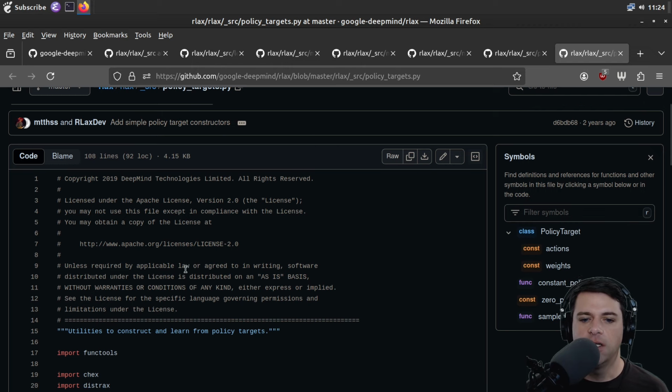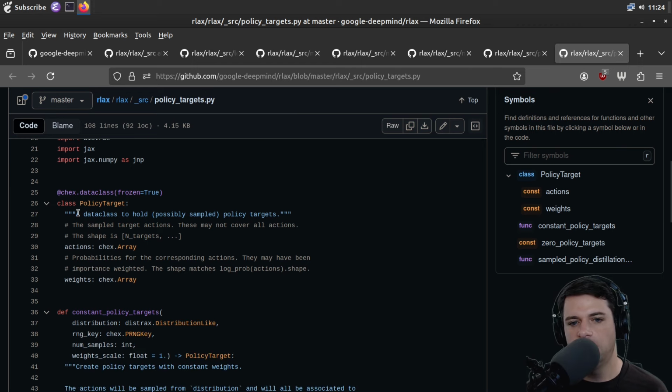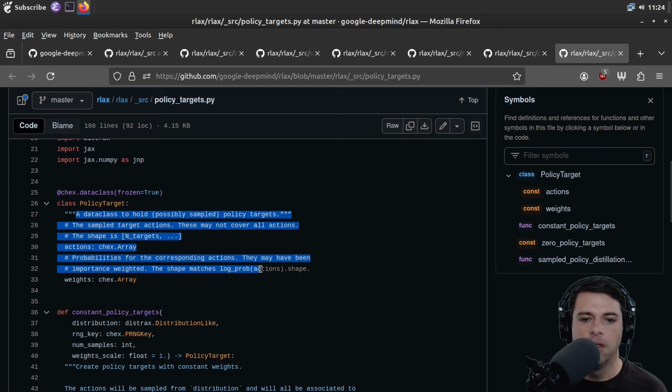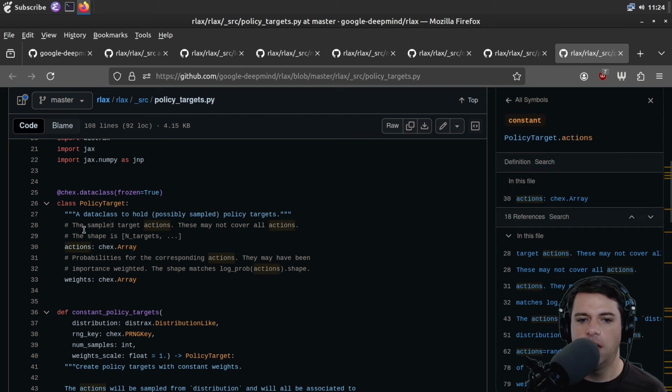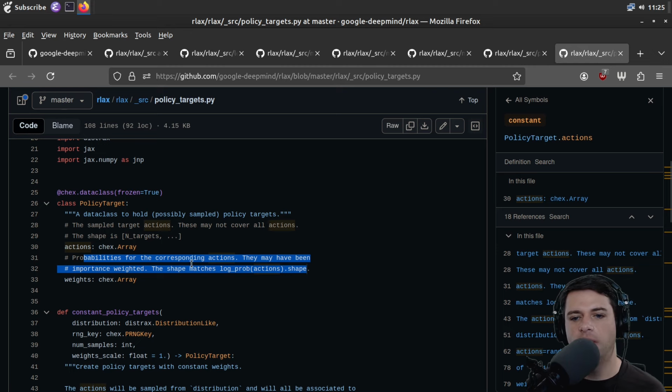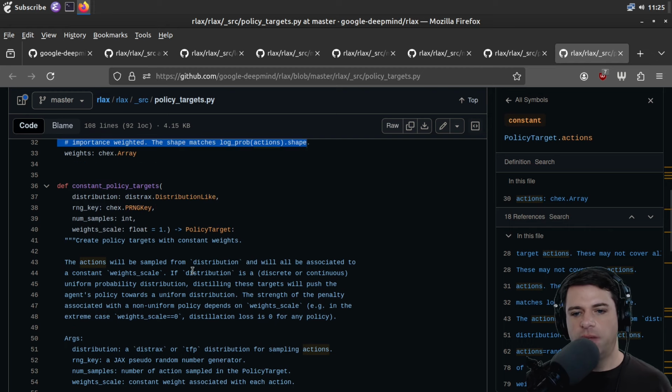Okay, so policy targets are utilities to construct and learn from policy targets. I don't really know what a policy target is. It's a data class to hold, possibly sampled, policy targets. And this just has some arrays, I guess, actions and weights. And maybe the policy is just a list of actions and their weights. Probabilities for corresponding actions. They may have been importance weighted. The shape matches log prob of actions dot shape. For the constant policy targets, the actions will be sampled from a distribution and will all be associated to a constant weight scale.